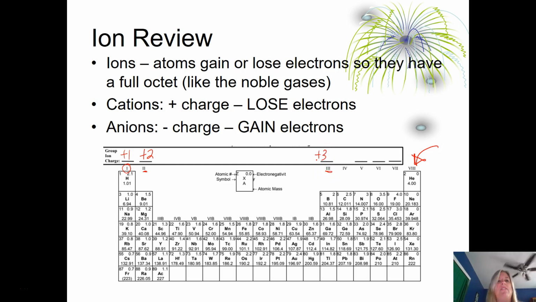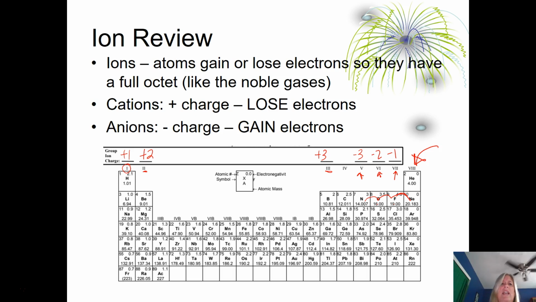Anything here in column 3 becomes +3. And then we have our anions, which are those with the negative charge that gain electrons. For example, in column 5 here, these guys become -3 because they're only 1, 2, 3 away from being a noble gas. Anything in column 6 is going to be a -2. And anything in column 7 is going to be a -1 because they're only 1 spot away from being a noble gas. All they have to do is gain 1 electron.